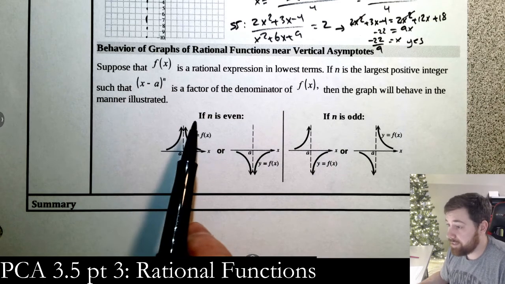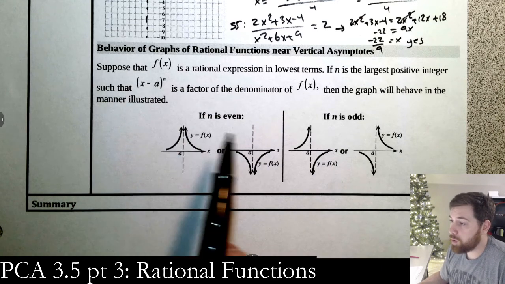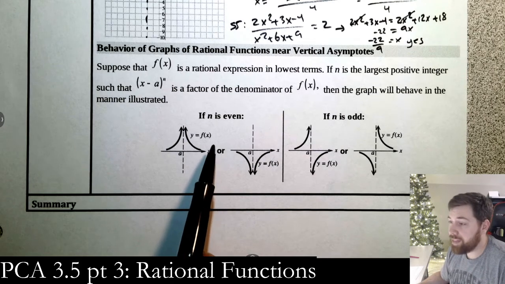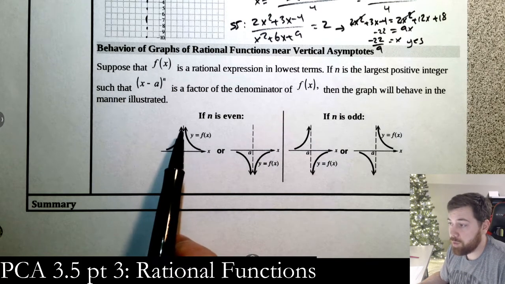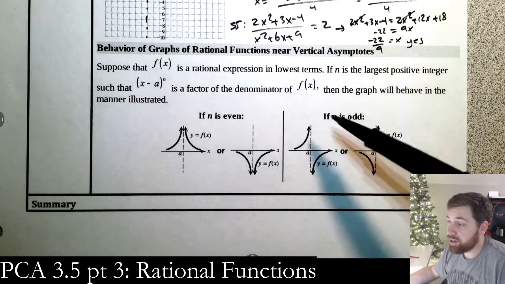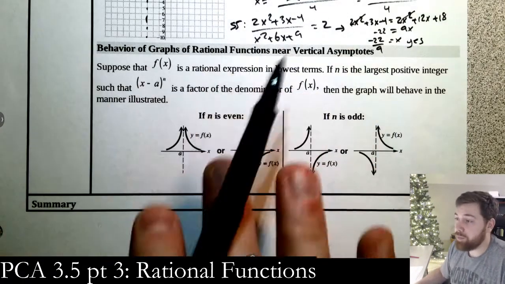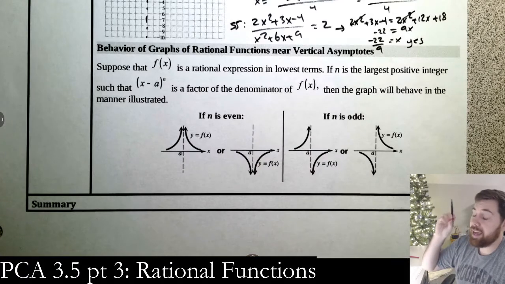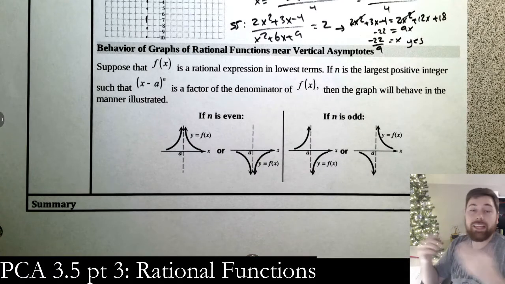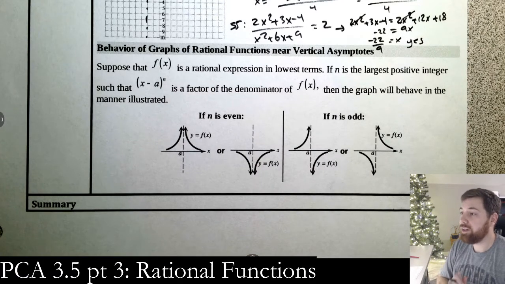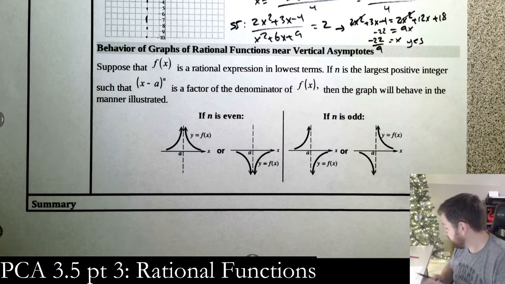So if n is even, they're going to go the same way, either up or down. Okay? For example, we had that 1 over x squared look like this, right? They both went up. If n is odd, they're going to flip-flop. That was like the 1 over x example that we did, okay? This is just in general n behavior, so you can put that into your mental bank like we had the x cubed n behavior and x squared n behavior. This just adds on to it, okay?